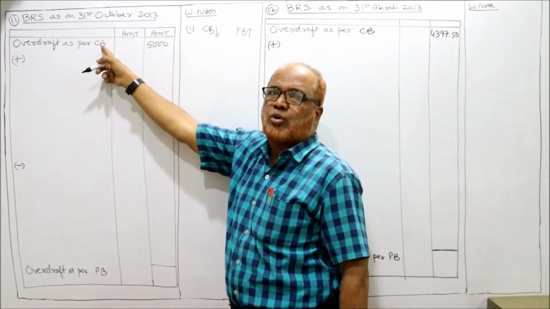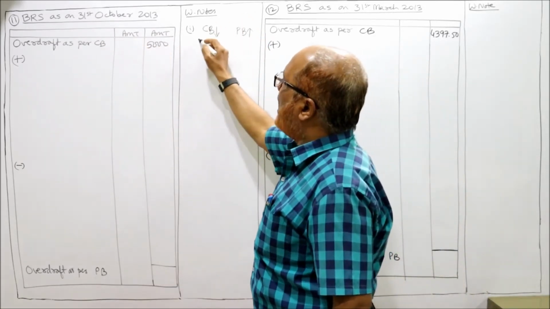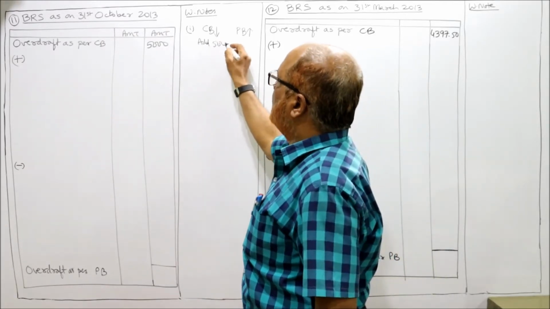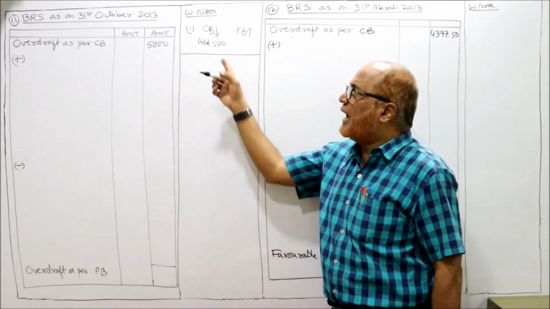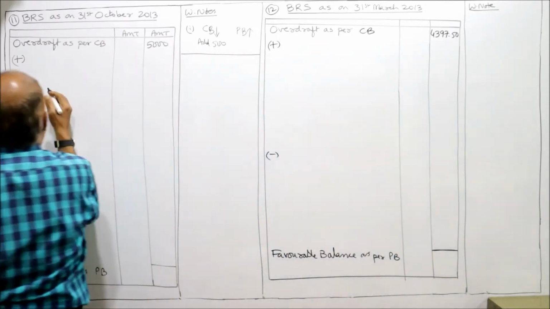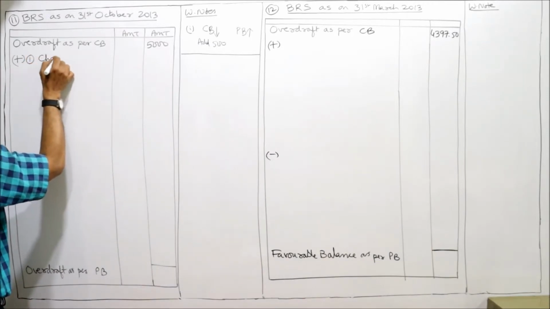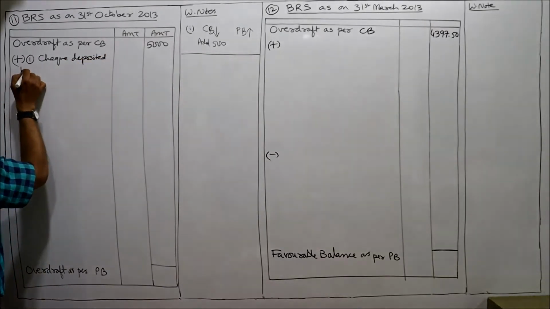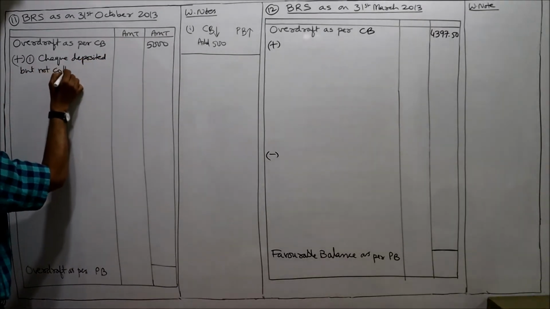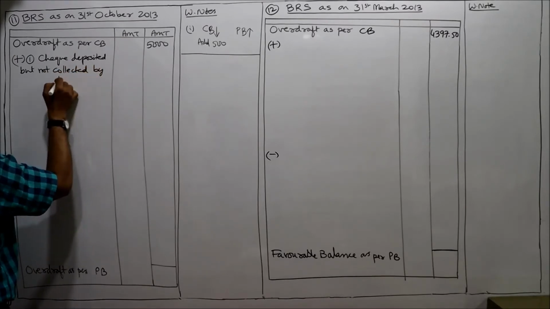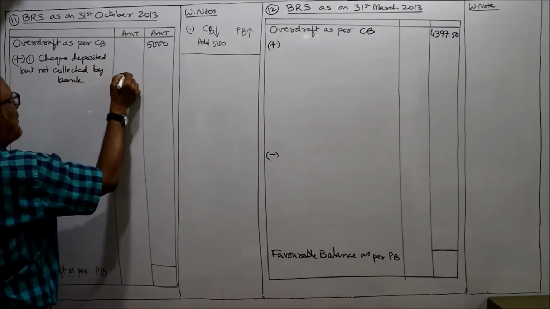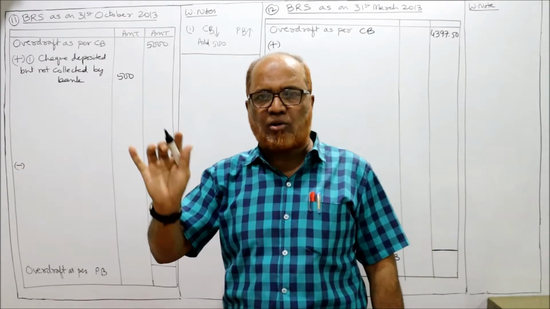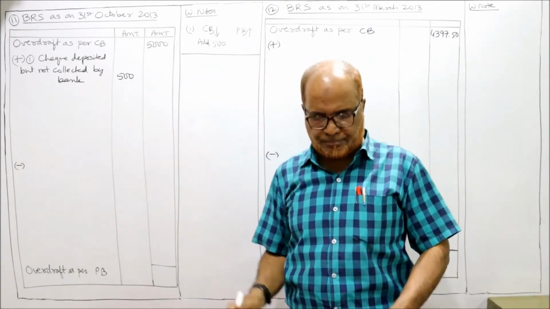Our starting point is cash book. Cash book is showing less, so we have to add. What is the value of the check? 500 rupees. So add 500. Here I am writing: check deposited but not collected by bank, 500. First discrepancy noted: a check was deposited, recorded in cash book but not recorded in passbook.